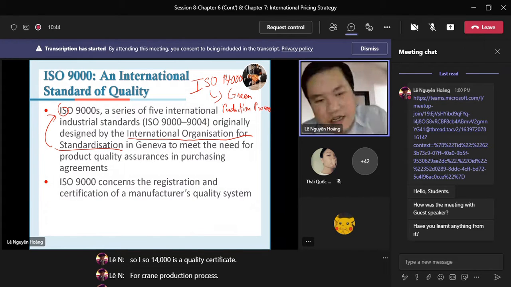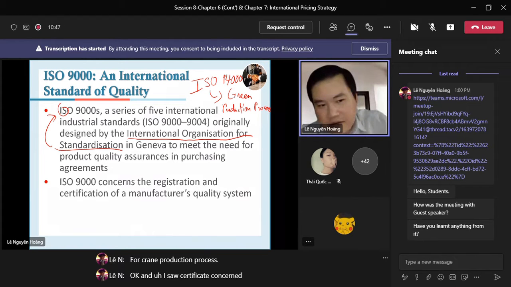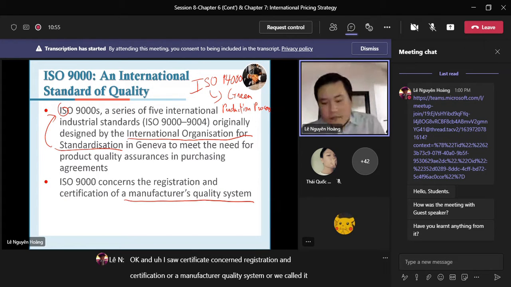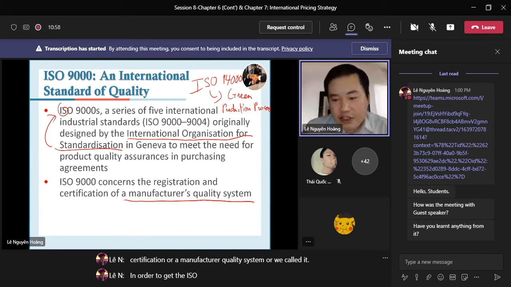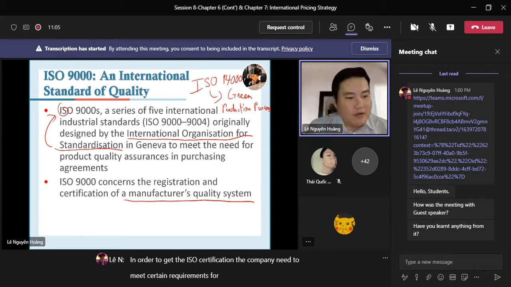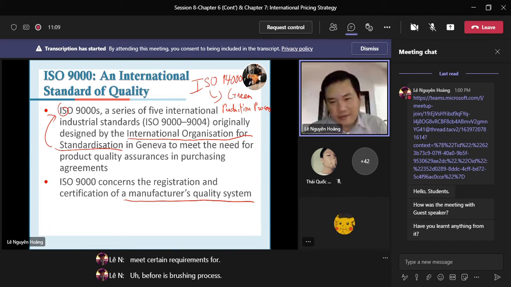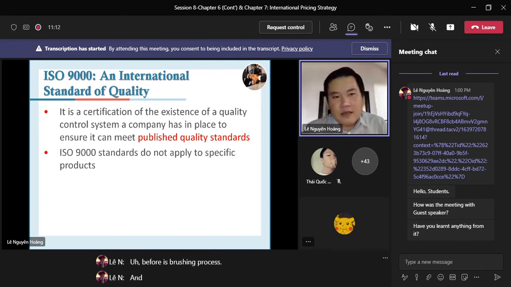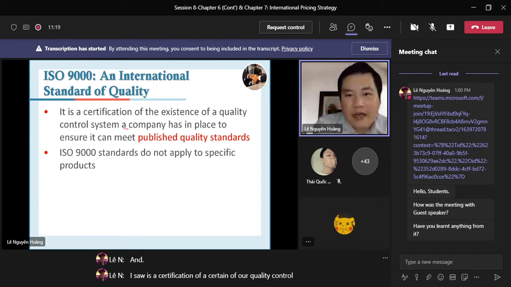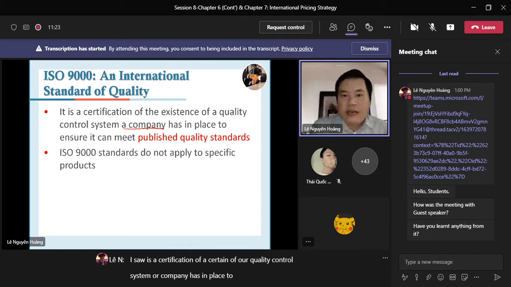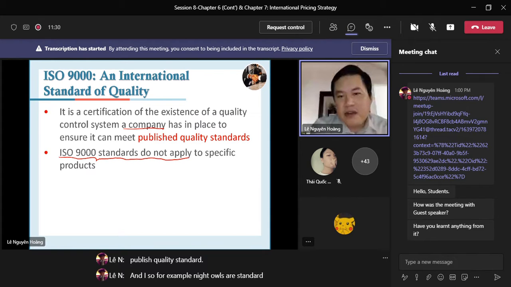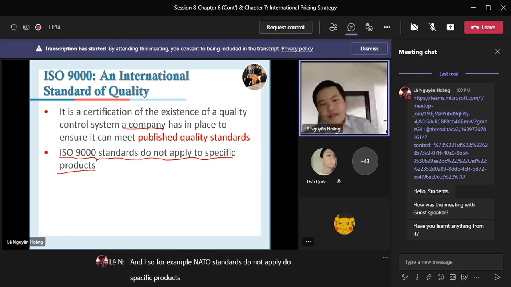ISO certification concerns the registration and certification of a manufacturer's quality system. In order to get the ISO certification, the company needs to meet certain requirements for its production process. ISO is a certification of the quality control system a company has in place to ensure it can meet public quality standards. And ISO standards, for example the 9000 standard, do not apply to specific products. It's a very important keyword.